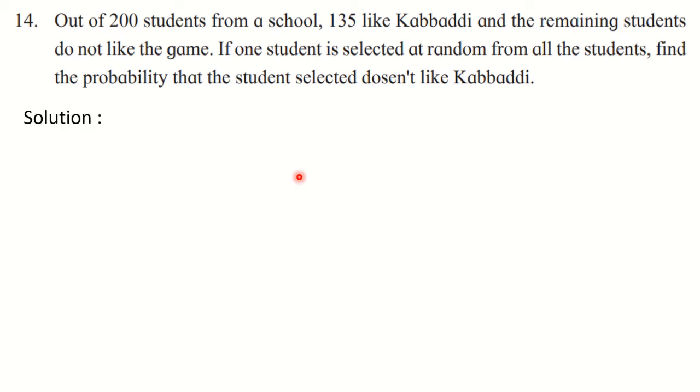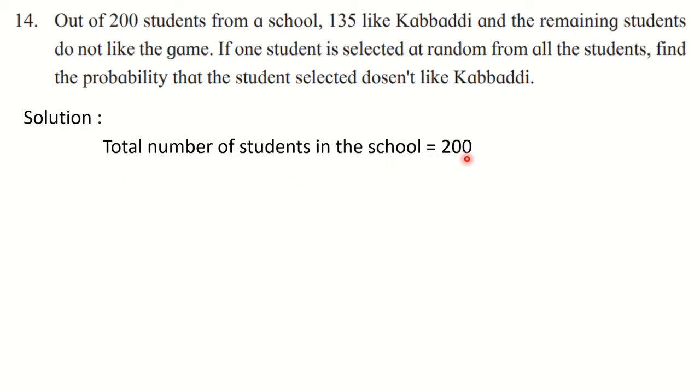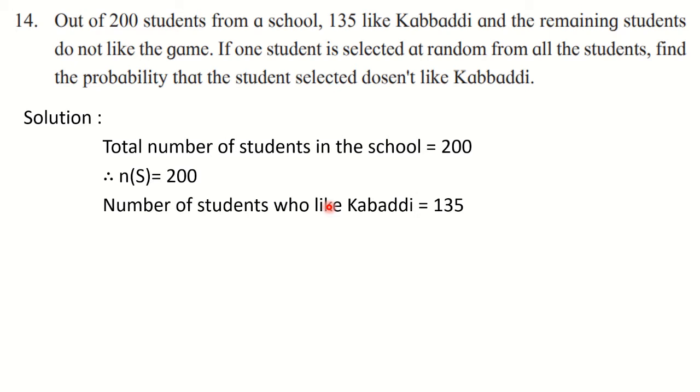The total number of students is how many? 200. Out of that, we can write n of S as 200, because now we are selecting one student from all the students. So here n of S is 200. Now from these 200 students, 135 students like kabaddi. So the number of students who like kabaddi is 135. But we want the students who don't like kabaddi. So by subtracting these two numbers, we will get the number of students who don't like kabaddi.